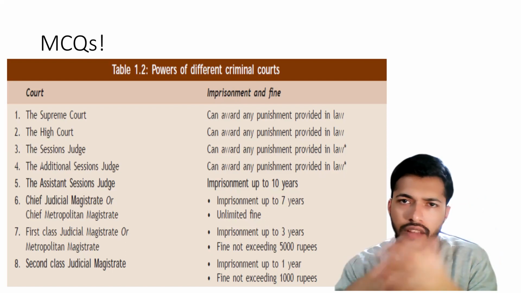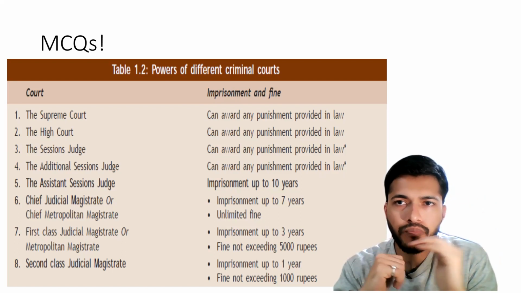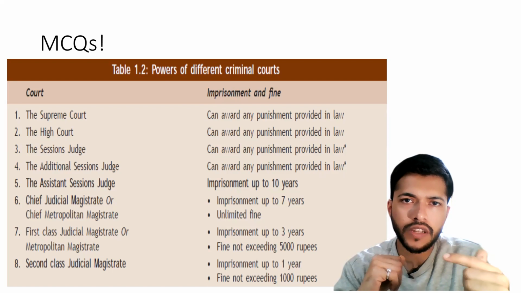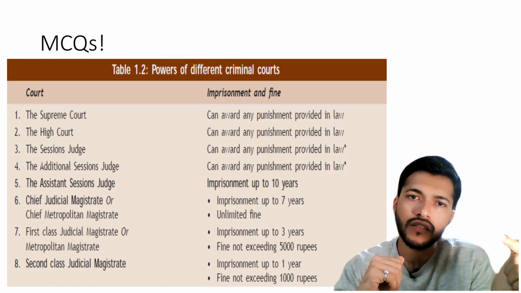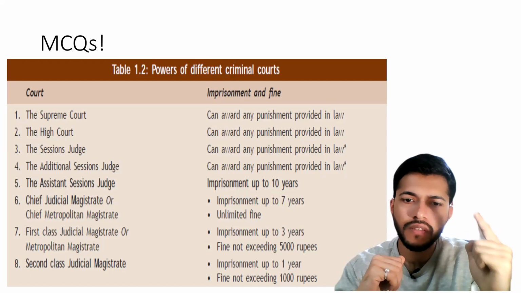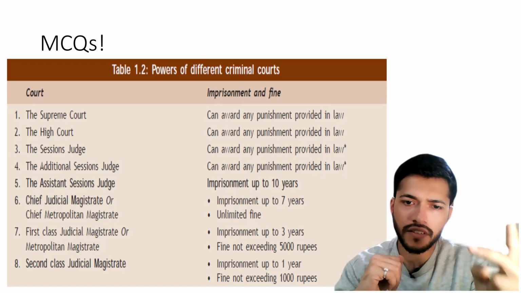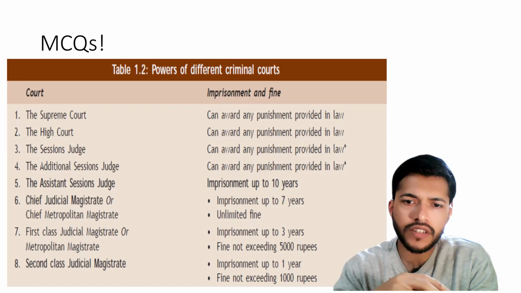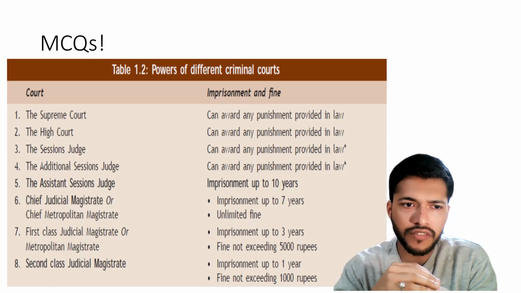Then you have the Supreme Court and the High Court. From below upwards, you need to remember 1, 3, 5, 7, all the odd numbers. Second class is 1 year. First class is 3 years. Chief judicial is 5 years.